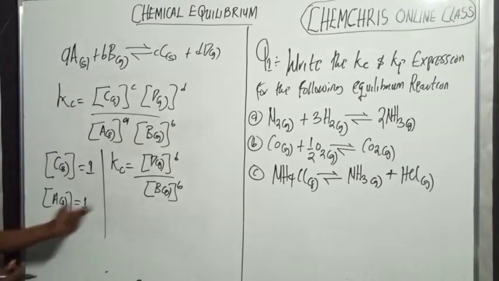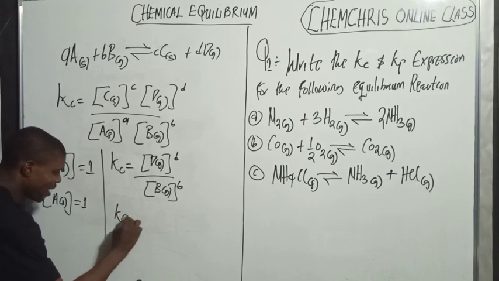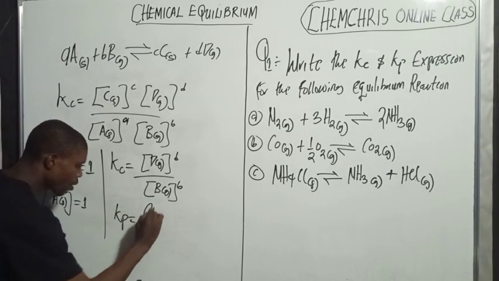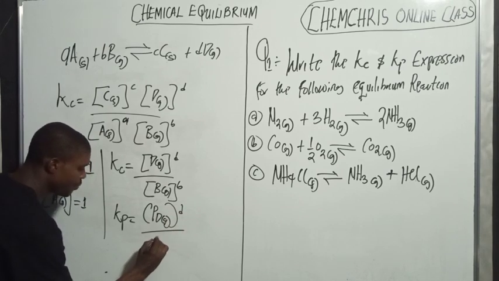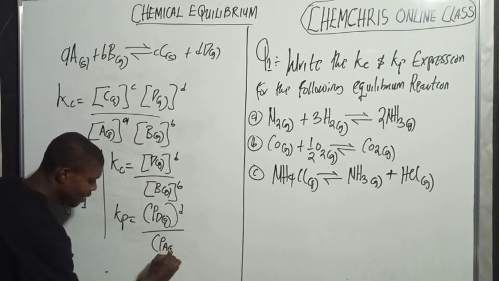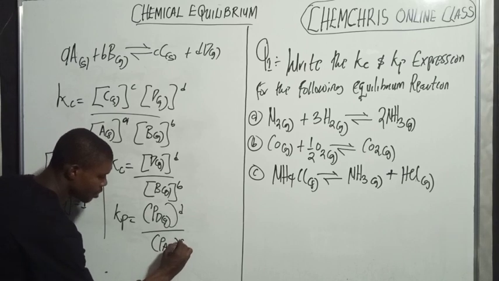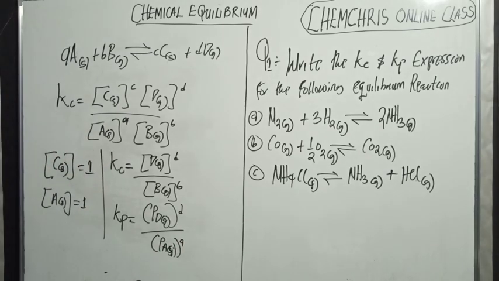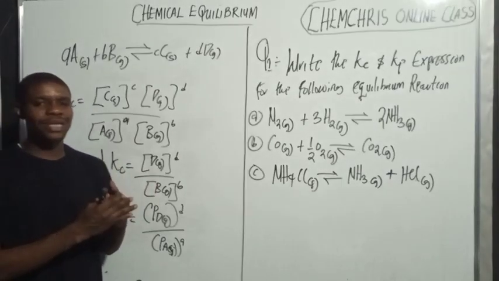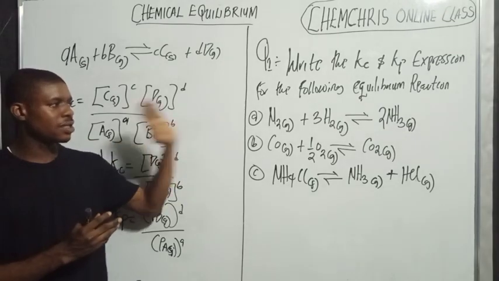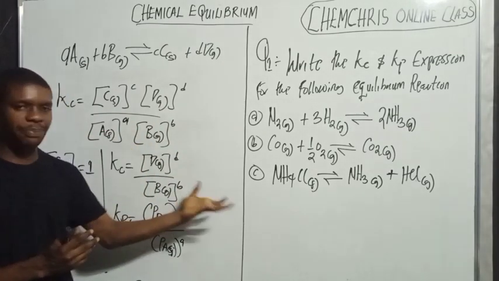If you want to write the Kp expression here, Kp is the same thing. So it's going to be the pressure of D gas over the pressure of B gas. Do you understand now? So this is how to write the equilibrium constant expression. So let's start writing this stuff here so that you understand better.